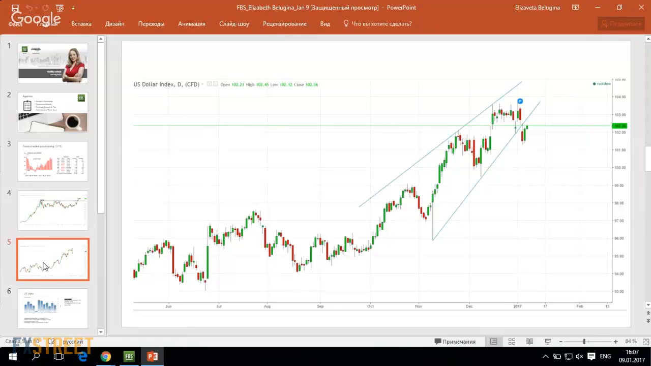A return above the 104 mark will surely mean that the bullish trend in the US dollar is going to continue further, and that we will see further highs of the American currency. For now, we will have resistance at 103, and we remember that support is located around 100.50. These are the main levels to watch for the US dollar index.